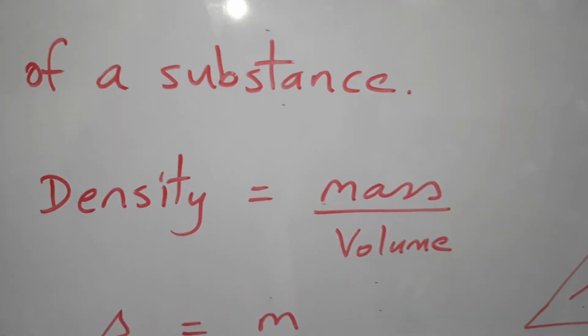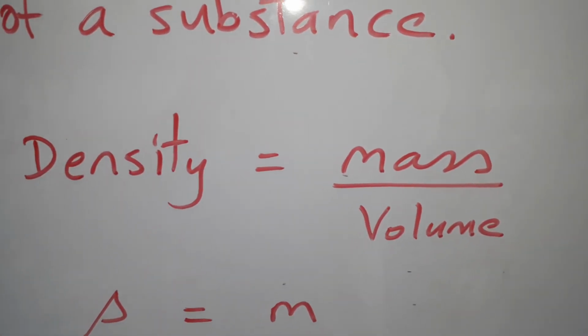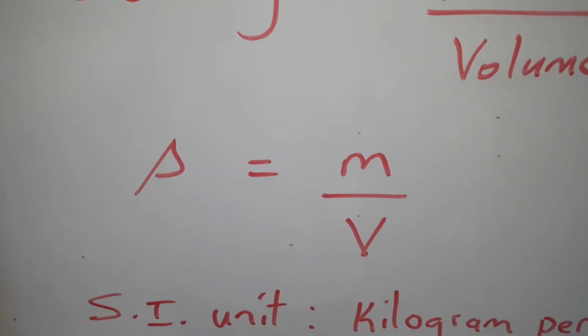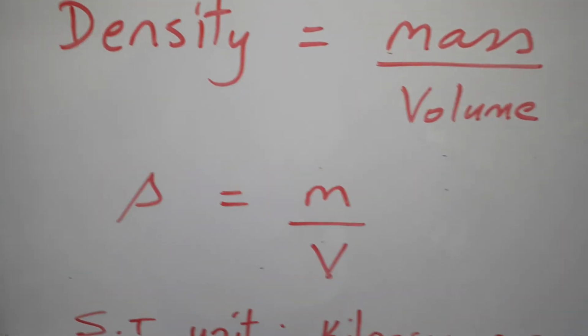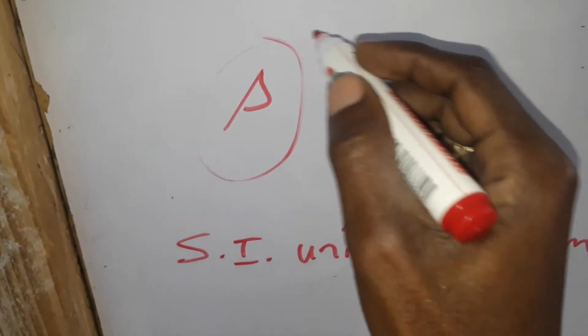And so here we have our equation. Density is equal to mass divided by volume. In symbols, we have rho is equal to m divided by v. And this here is the Greek symbol we call rho.